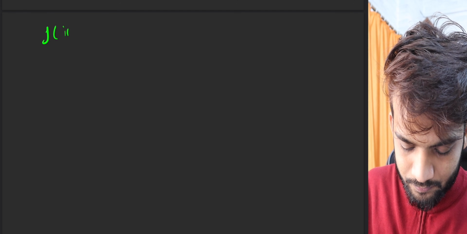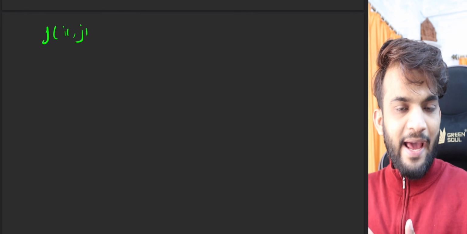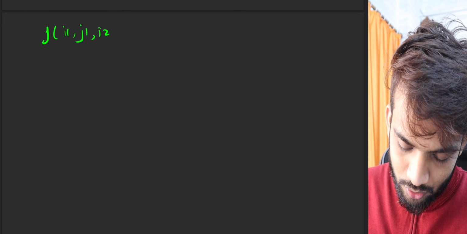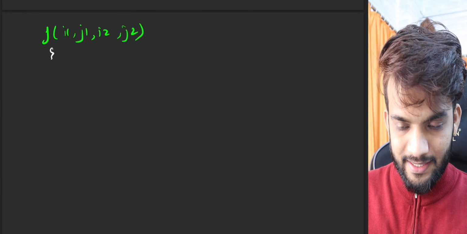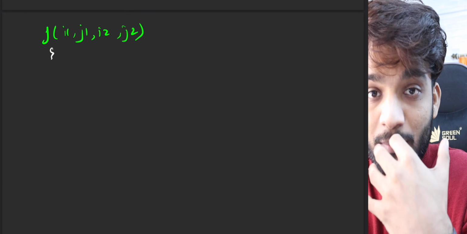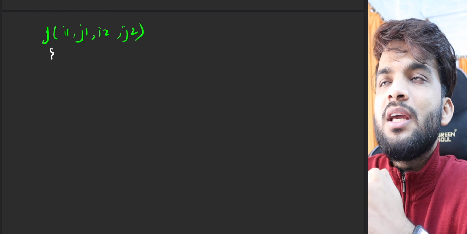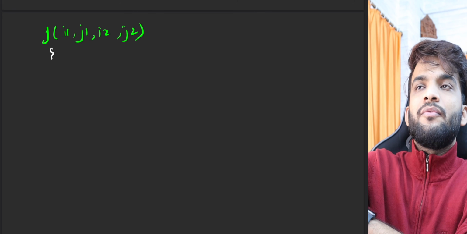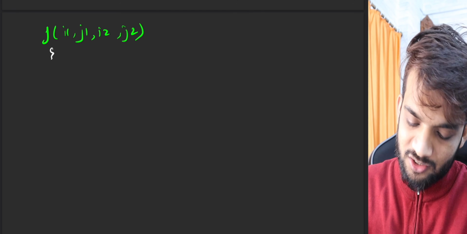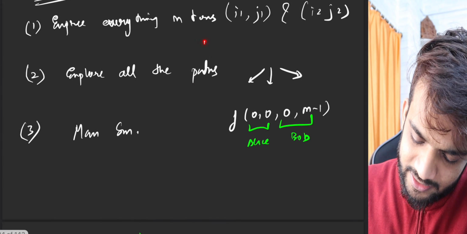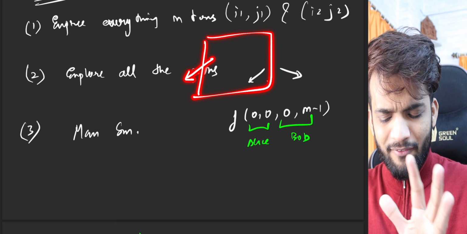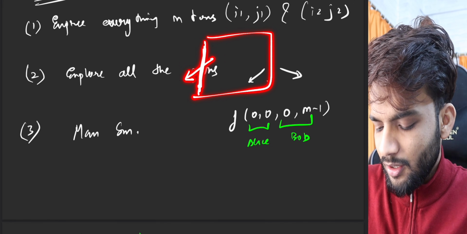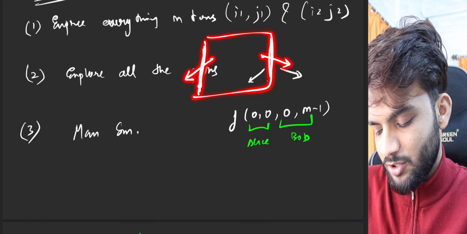So I1, J1 is where Alice is, I2, J2 where Bob is. Now, what are the base cases? Let's analyze what can be the base cases. If I'm thinking of what the future can be, I explore all the paths. It's a matrix, and if I'm exploring all the paths, I might go left, so I might cross this boundary. I might go right, so I might cross this boundary.